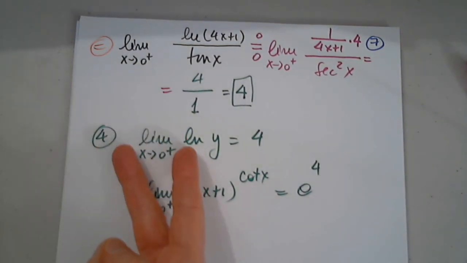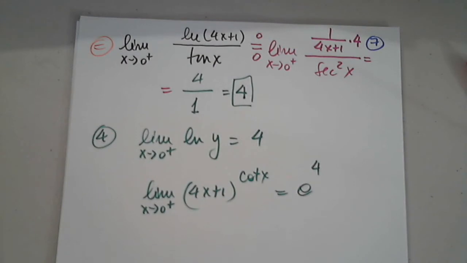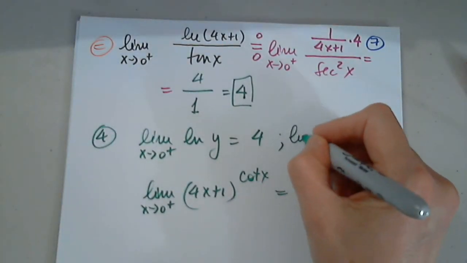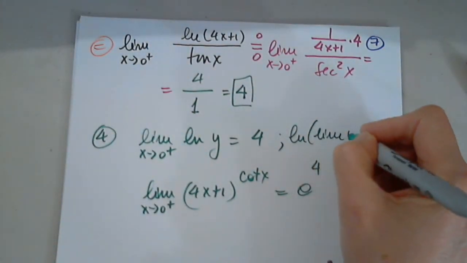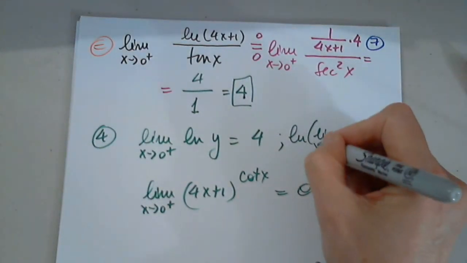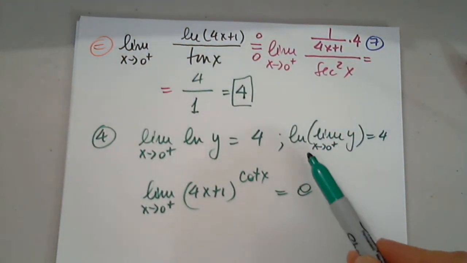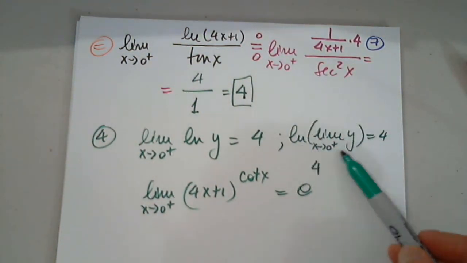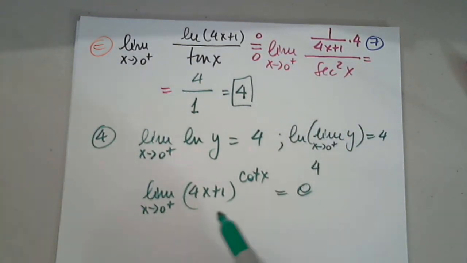I swap the operators, and I can write it again here. So this is natural log of the limit of y as x approaches 0 from the right. E to power 4 equals this, which is this. Very good. So that's how we deal with powers, indeterminate cases like 1 to infinity.